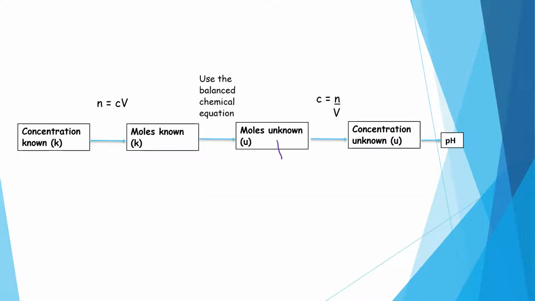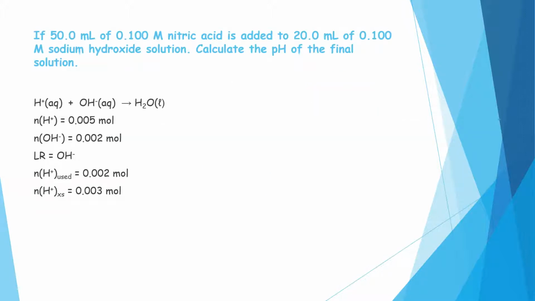Now that we've got the moles of the excess reagent, what we need to do now is find the concentration of that excess reagent using number of moles divided by volume. So before we can find a concentration, we need to have a total volume, and the volume is 50 ml plus 20 ml. Volumes are additive, so the total volume is equal to 70 ml.